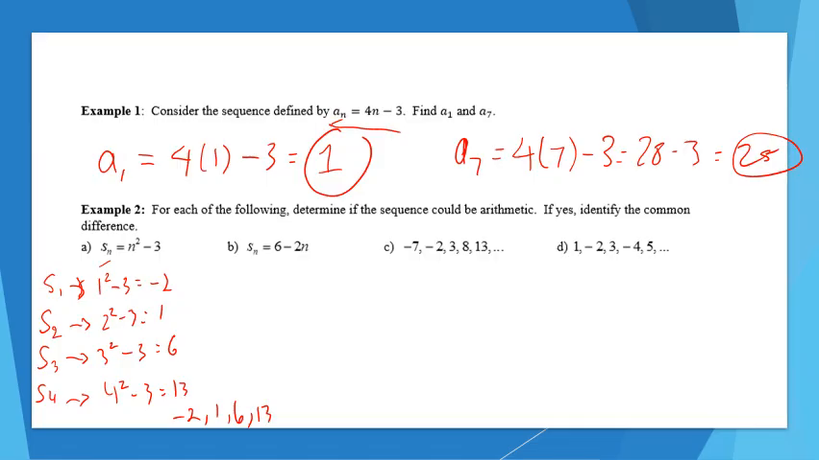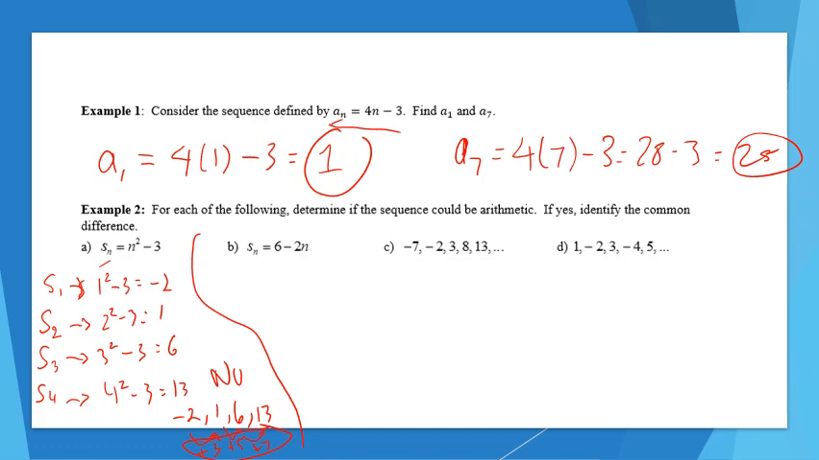And now that we have the first few terms of our sequence, we can see if it's arithmetic by looking at the jump from one term to the next. So this is plus 3, plus 5, plus 7. Because these are not the same, no, the sequence is not arithmetic.